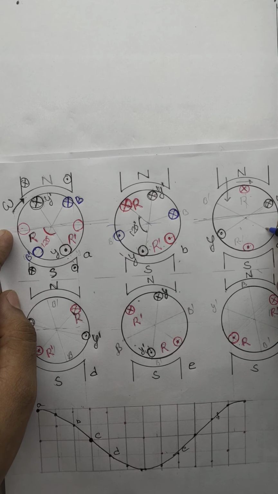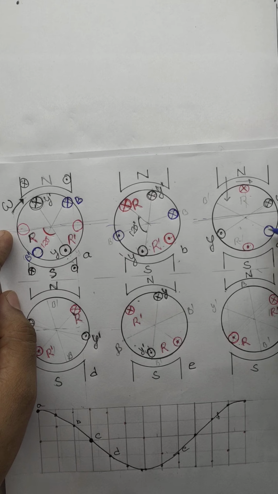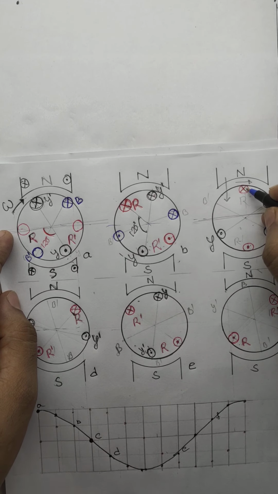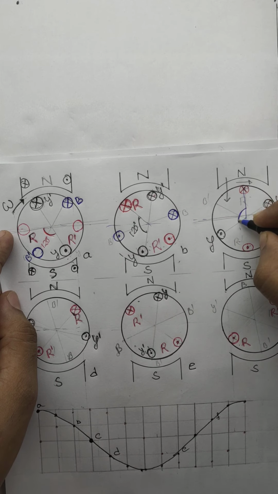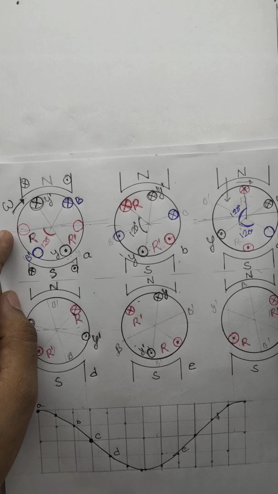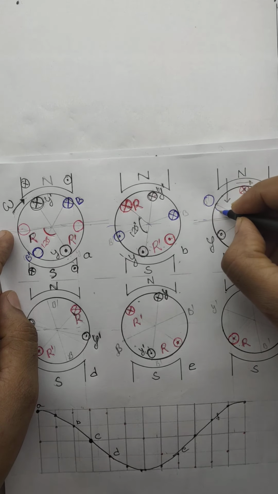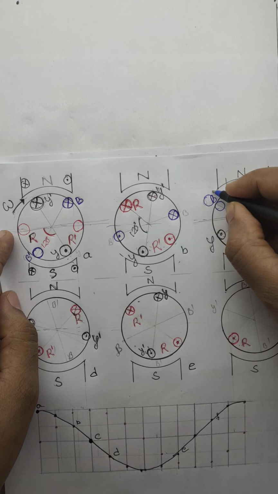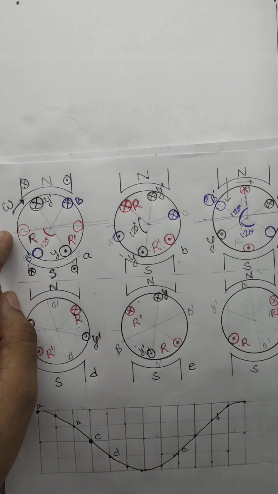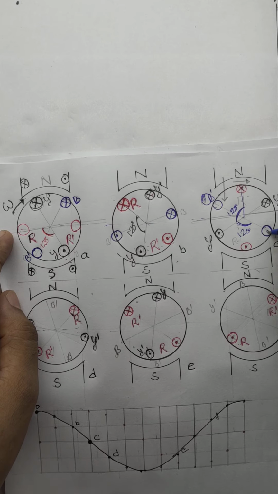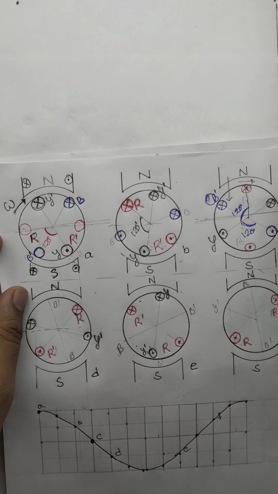Similarly, after some time, this will be my B. Why will it be B? Because this is my R phase. Y phase is behind this by 120 degree. This is 120 degree. And B phase is behind this one by another 120 degree. So this is my B. And the opposite end of this is B dash. Sorry, this is B dash. Okay. So this will be a dot, this will be a cross.